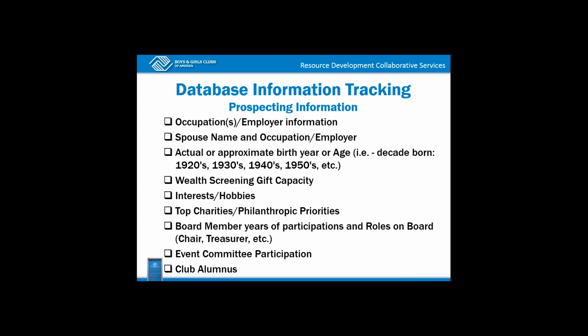If you've learned about their interests or hobbies, they like golf, they like art, they're really into science, whatever it might be, you can start to pair your prospects with some of the funding initiatives that you have going on, if you're tracking that in your database. Top charities or philanthropic priorities, so who do they give to outside of your organization? They really love the local university sports team, or they really support the symphony, whatever it might be. Those are important things to know.